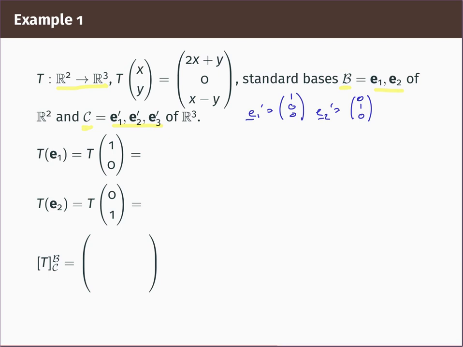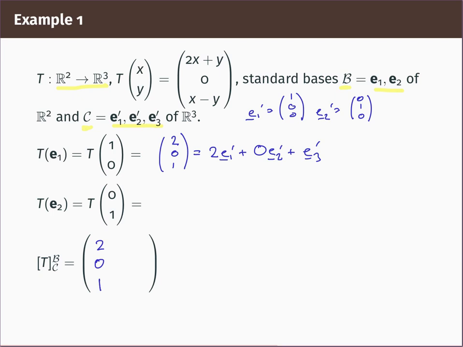So let's work out T of e1. T of e1 is T of (1, 0). Substituting x equals 1 and y equals 0, we get (2, 0, 1). And now we need this as a linear combination of the basis elements of our final basis C. And of course that is 2 e1' plus 0 e2' plus 1 times e3'. So we can write those into the first column of our matrix. It will go 2, 0, 1.